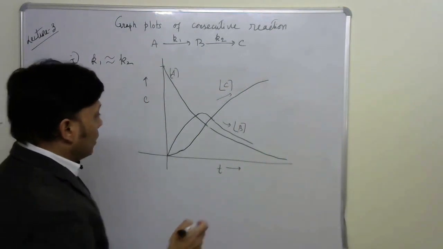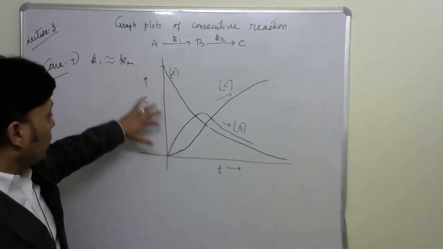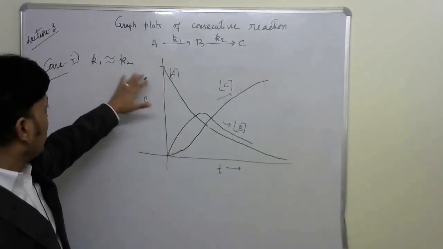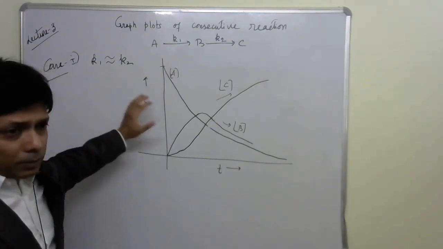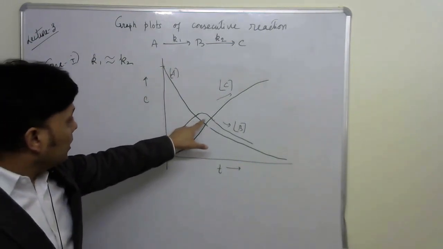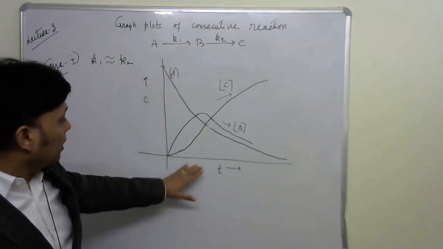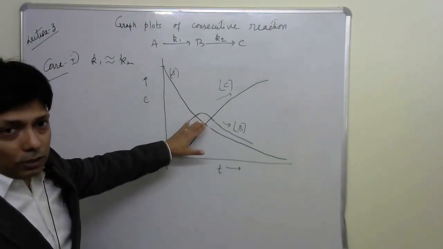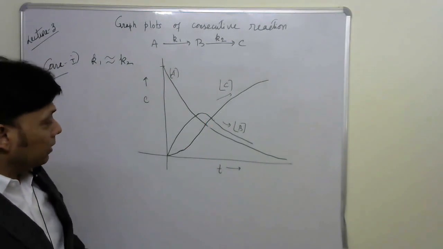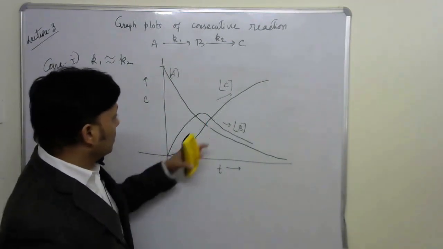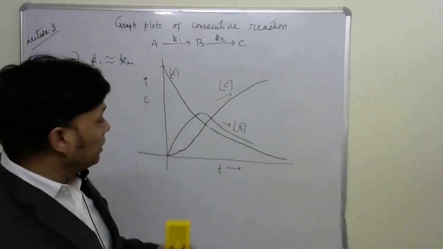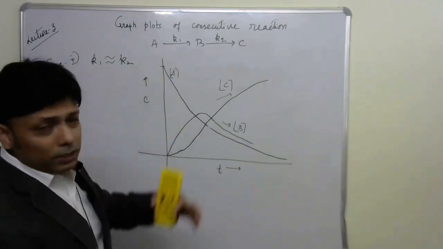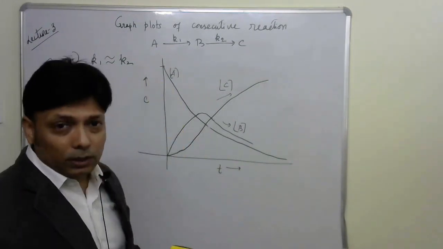All right, so here we see that in this kind of condition, the intermediate B attains maximum concentration. After that it decays and C continues to grow. Here both the steps, step 1 and step 2, are equally important.